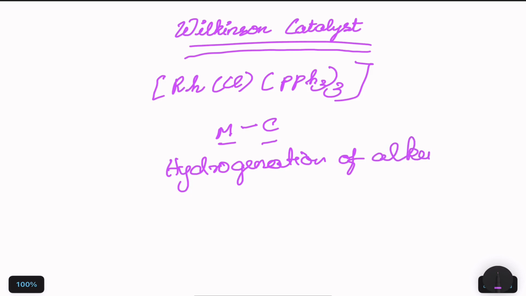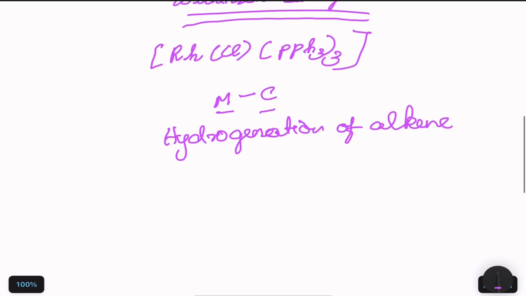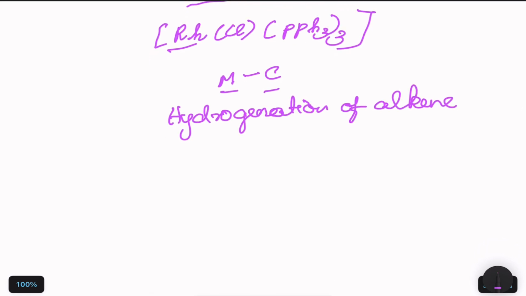So during this process in the mechanism, there is a step where the metal, this rhodium metal, is directly attached to the carbon. Because of that step, it is called an organometallic complex. Okay, so let's find out the oxidation state of this particular complex.